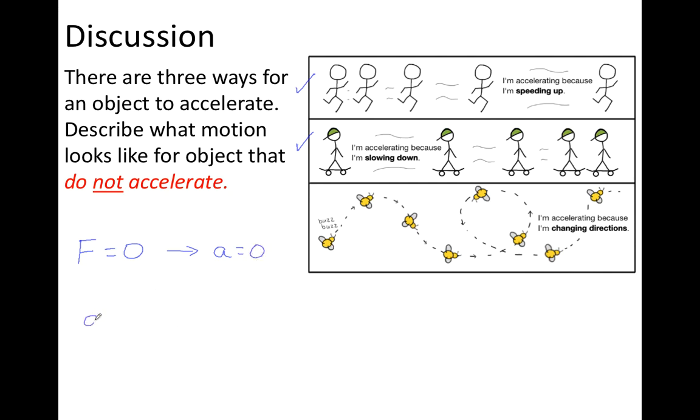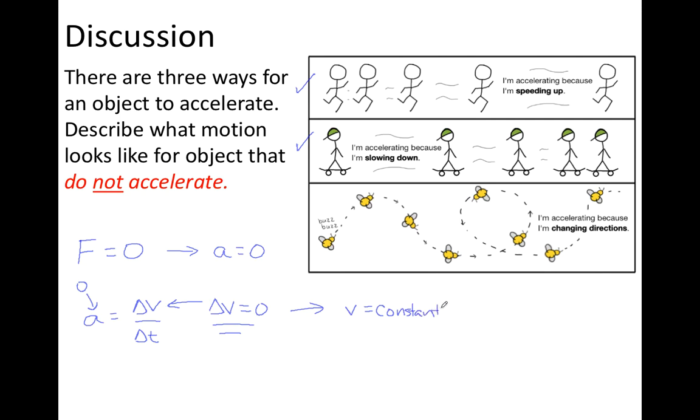And remember that the acceleration is the change in velocity per time. So if the acceleration is 0, that's going to imply that the change in velocity is also 0. So what does it mean for an object to have 0 change in velocity? Well, that will imply that an object will maintain a constant velocity.